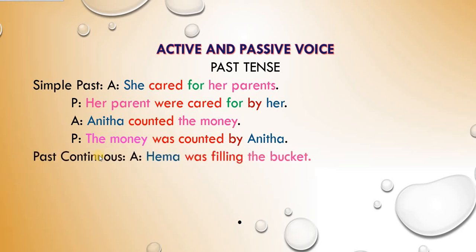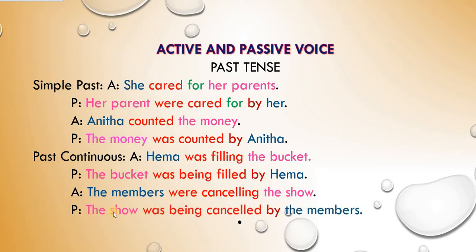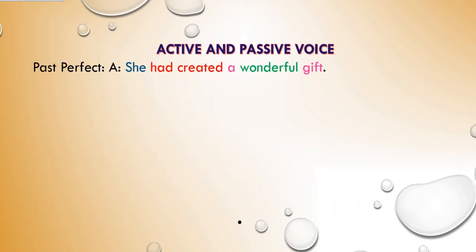Now past continuous. Active voice. Hema was filling the bucket. Passive voice. The bucket was being filled by Hema. Again, this ing form is maintained with the help of being, used in between the auxiliary form and the be form of the verb. Active voice. The members were cancelling the show. Passive form. The show was being cancelled by the members. See, you should be careful with the tenses.